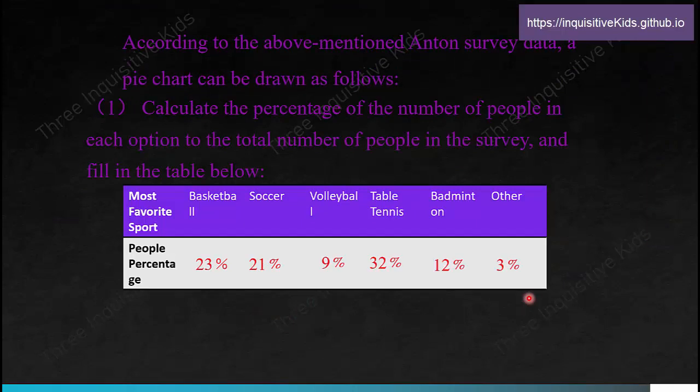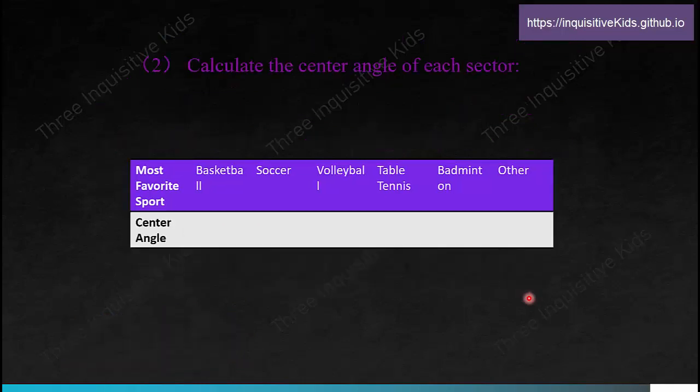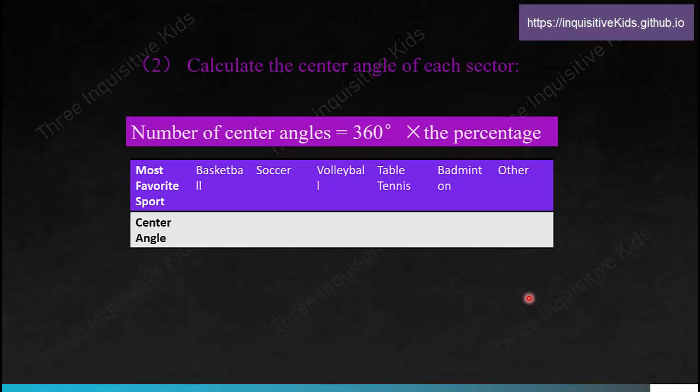First is to calculate the percentage of the number of people in each option to the total number of people in the survey, and then fill in the table below. That's what we just did. So the sum of percentages we know is 100. If we add them up, indeed, it is 100. Then what we do is we calculate the center angle of each sector there is in the pie chart.